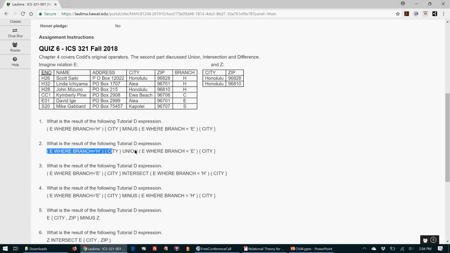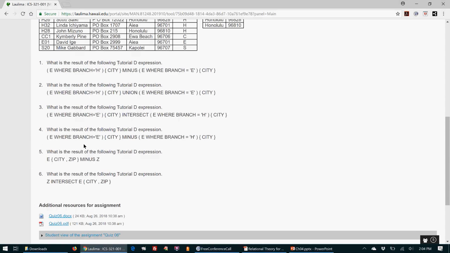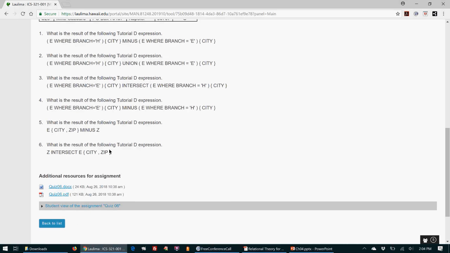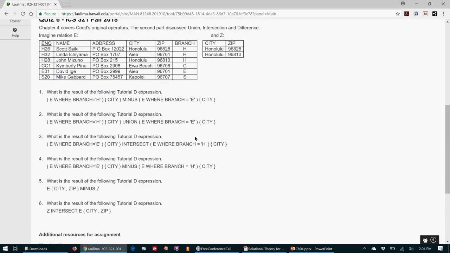Here we're unioning them. Here we're intersecting them, except it's a little bit different set. Here we're minusing, just like we're minusing here. Here we are minusing, and here we are intersecting. Wow, big deal. Anyway, that looks pretty easy. Just, you know, reinforcing this stuff.